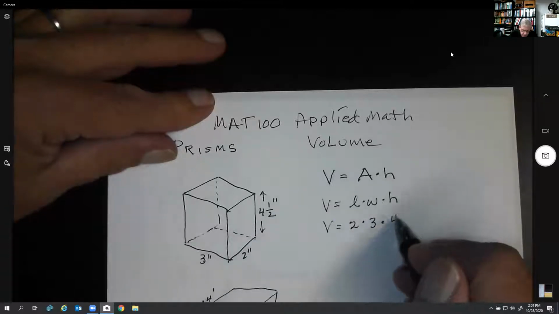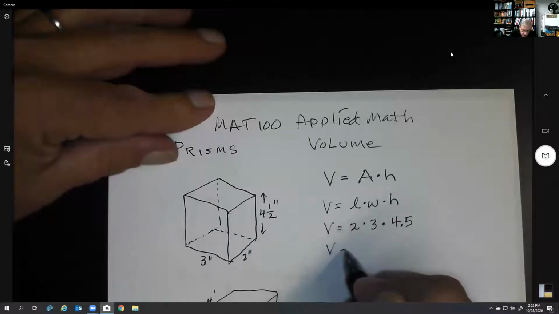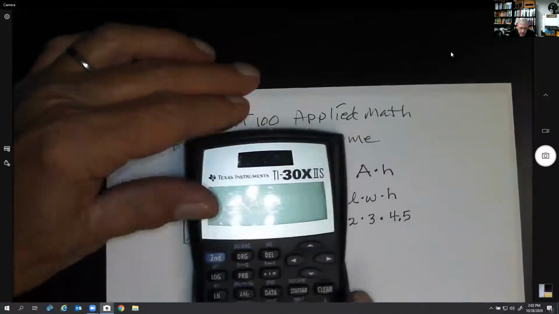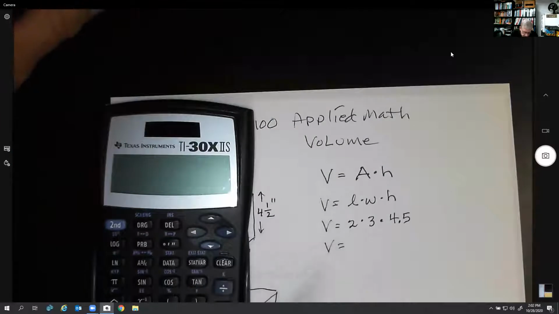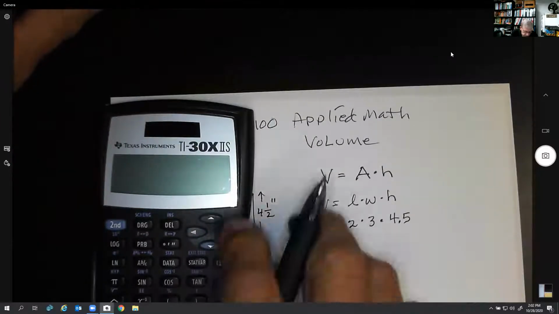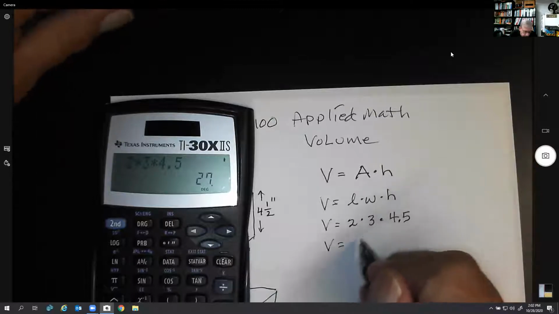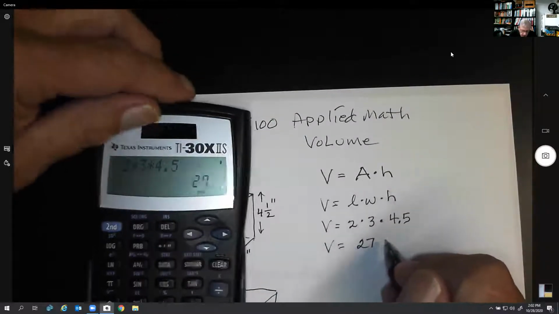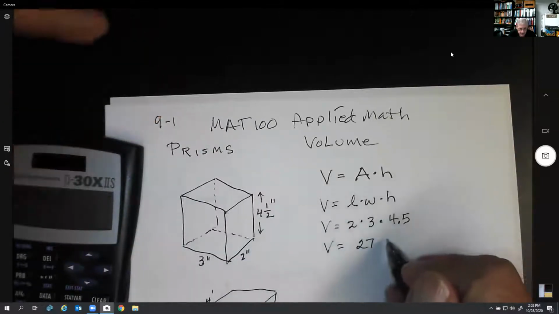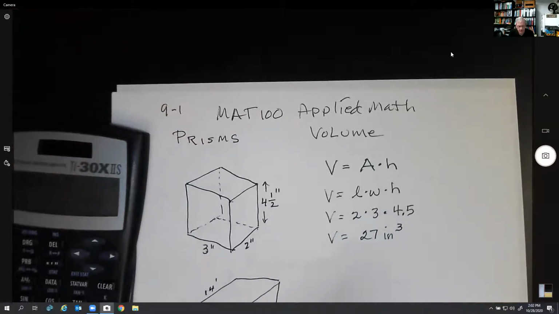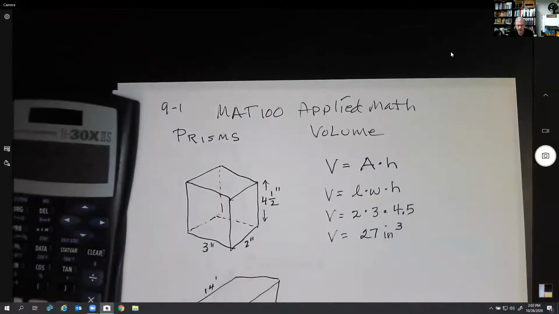And let's change that height to 4.5, just to make it a little bit easier. Then we don't have to deal with all the fractions and stuff like that. So all we have to do is whip out our calculator and see if we can figure this out. We're going to multiply 2 times 3 times 4.5, and we find out the volume is 27. And this would be cubic inches. These all have to be in the same dimension, of course. So this would be inches cubed. So volume is always in terms of cubic, power of 3.